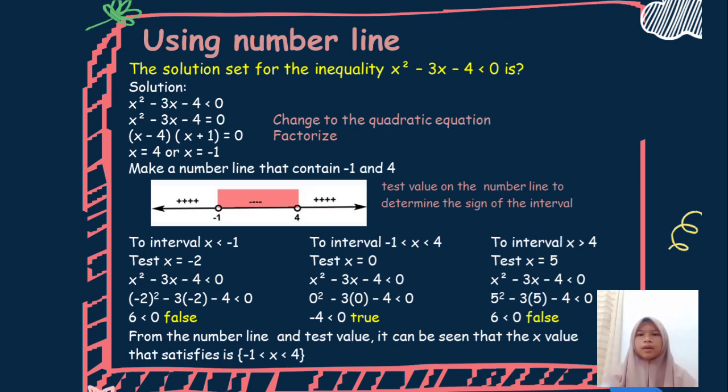It is false. Because negative 4 is less than 0 in the interval x is more than negative 1 and less than 4, it is true. So from the number line and test values, it can be seen that the x values that satisfy the inequality are in the interval x is more than negative 1 and x is less than 4.